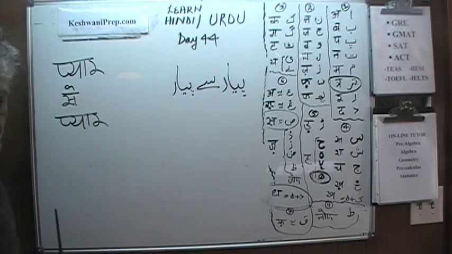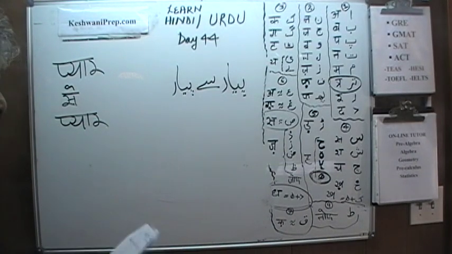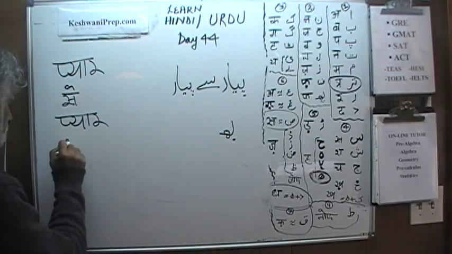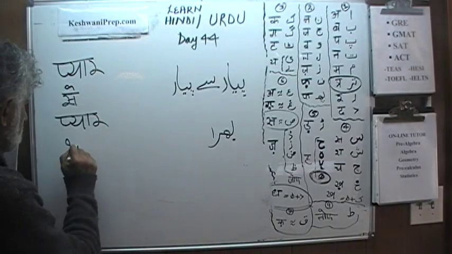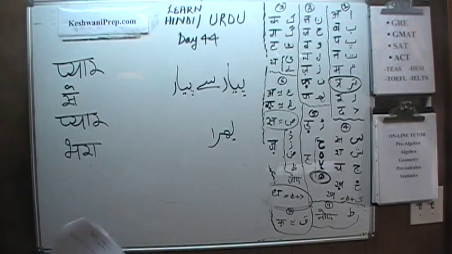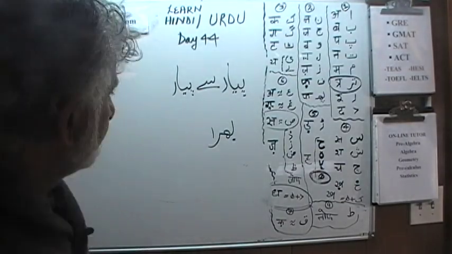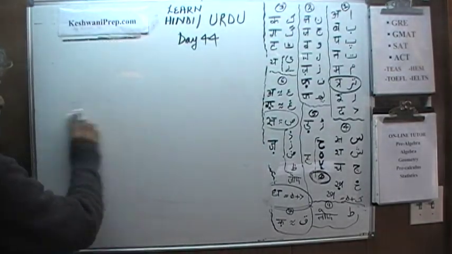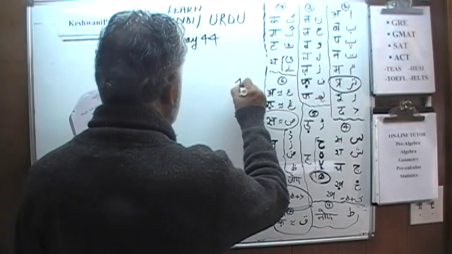Pyar se pyar bhara. We need a bha and then a ra. Pyar se pyar bhara. Pyar se pyar bhara means full of love. Let's look at the next line. Pyar se pyar bhara, full of love. That was line number 9. Now we do the 10.